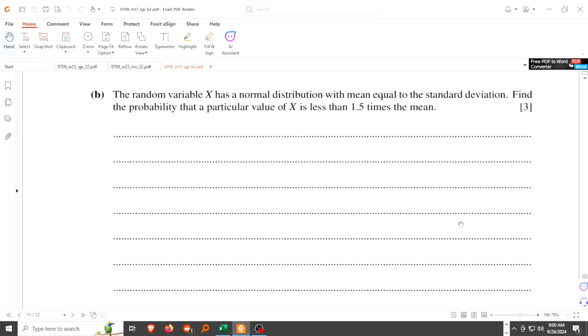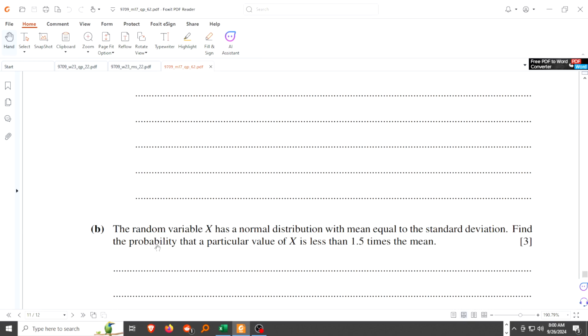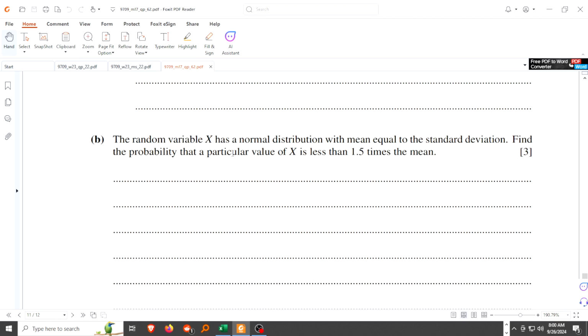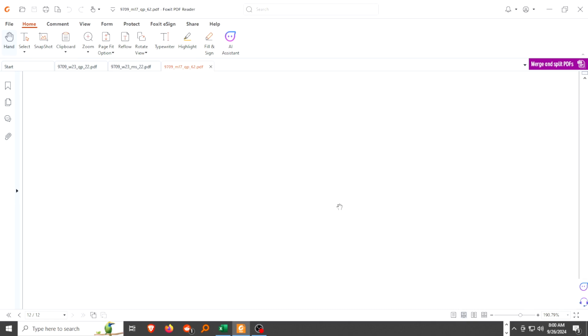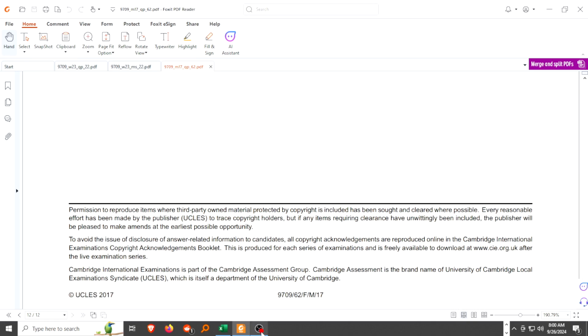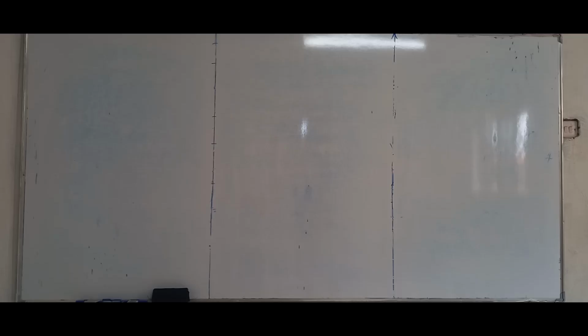Part C: the random variable X has a normal distribution with mean equal to the standard deviation. Find the probability that a particular value of X is less than 1.5 times the mean. That's 3 marks. So that is our question, and straight away we dive in to see how the solution looks.